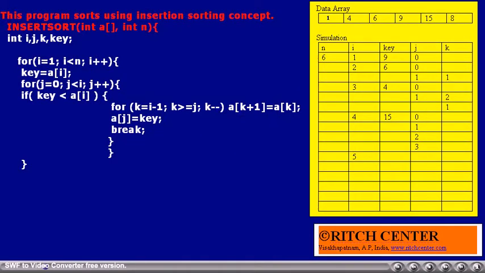Now I value will be incremented by 1. I value becomes 5. A of 5, that is 8. We are interested to find out where the 8 has to be inserted such that the total array elements will be in the ascending order. For doing this, we have to compare as usual with all the elements before I. Key value will be taken as 8.